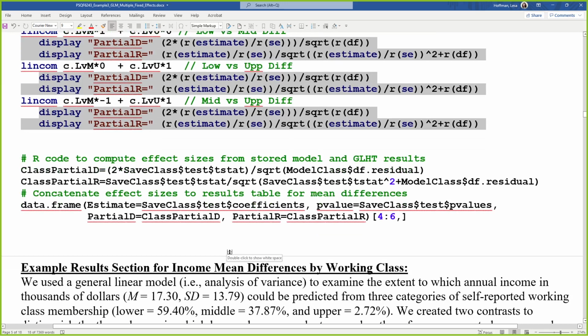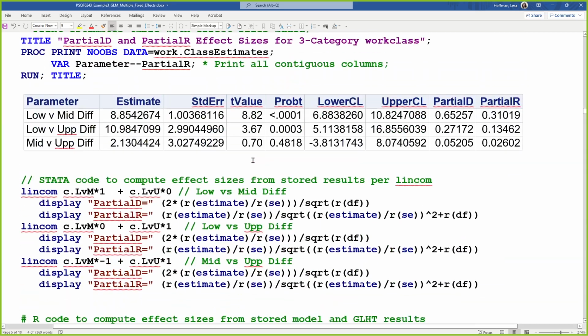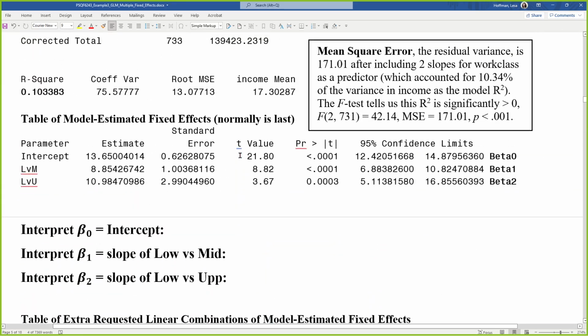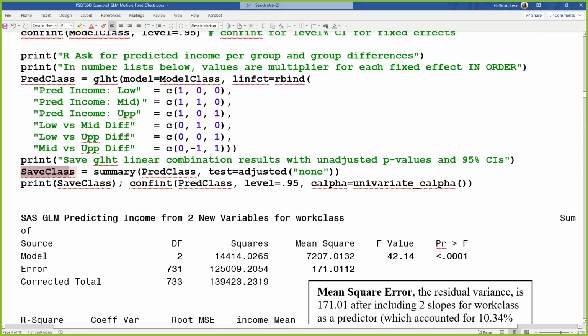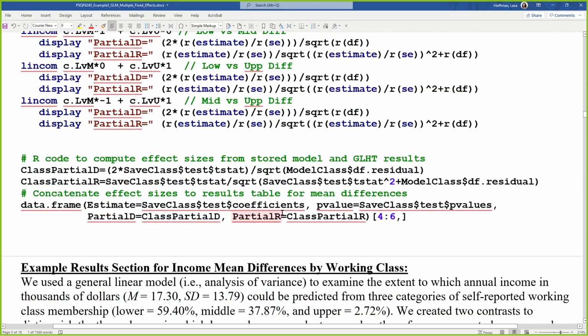Likewise, those of you using R, the only thing you have to change is the name of the object. So the name of the model from the linear model command and the name of the saved output from the GLHT. The rest of it works because it's accessing objects in R that are within each of those saved pieces.